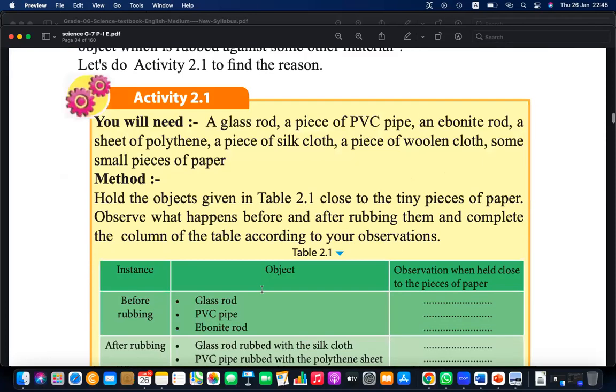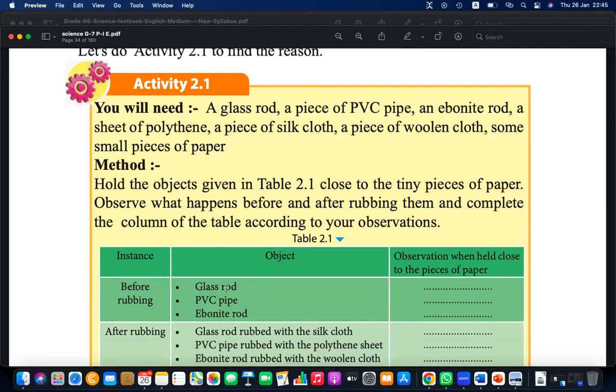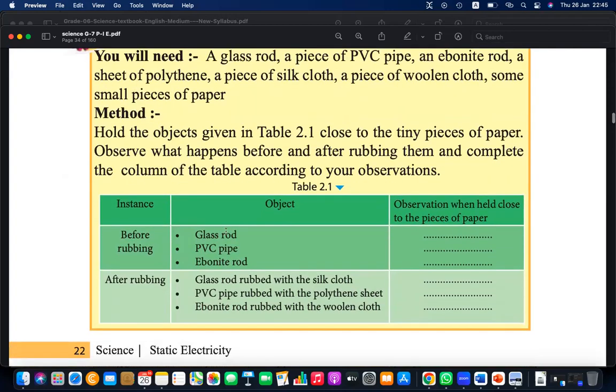So then you can do this experiment. You can rub the glass rod with the silk cloth, the PVC pipe with a polythene sheet, and the ebonite rod with woolen cloth. Before and after, you can keep the pieces of paper, tied to very small particles.